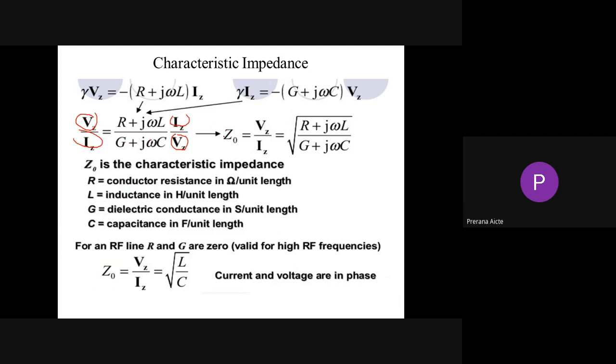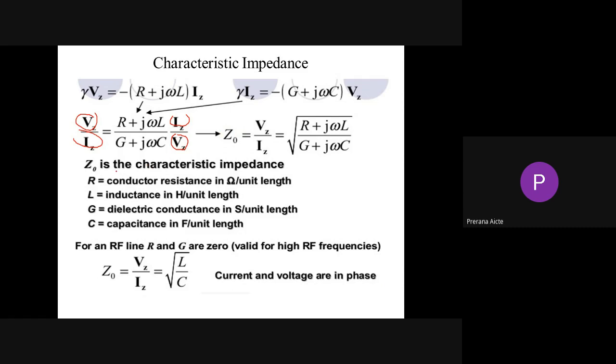Taking the square root on this side, V of Z by I of Z is equal to the square root of that ratio. And V of Z by I of Z is nothing but the characteristic impedance Z naught value.